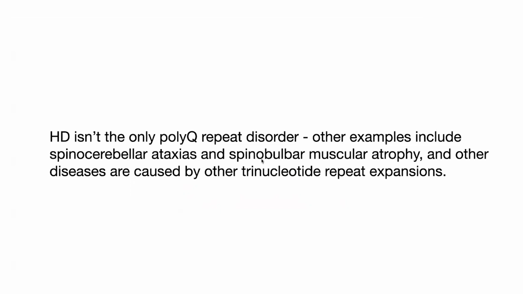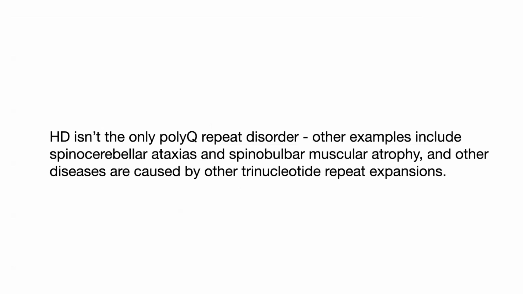But there are also other diseases where you have this poly-Q repeat. Q is the abbreviation for glutamine. In this case, you have an expansion in the DNA instructions of that CAG tract, which is telling it to put in more Qs, so more glutamine. Other examples include spinocerebellar ataxias and spinal bulbar muscular atrophy. A lot of the research done on Huntington's can benefit these other diseases, and vice versa.